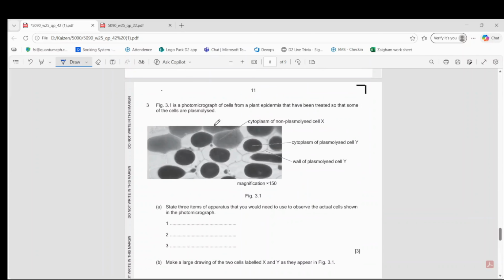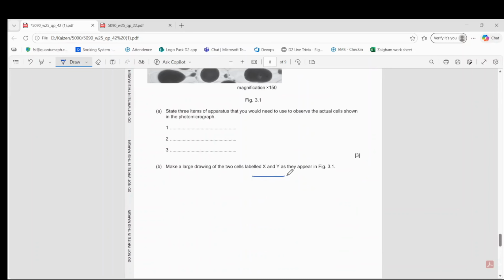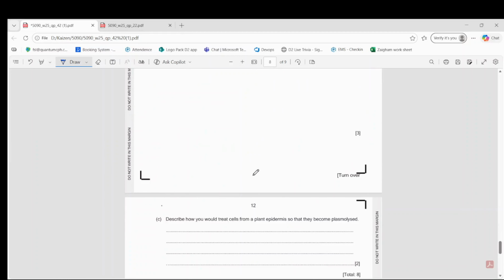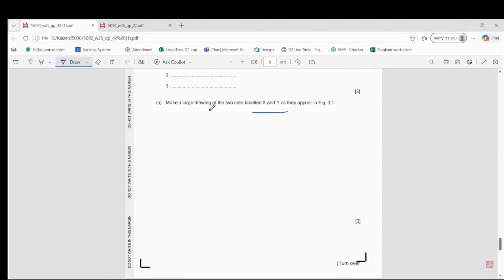Make a large drawing of only X and Y. Don't draw all the cells, draw only these two cells. You need to be very vigilant, or you should have vigilant eyes. So what are they asking? You have to draw that only.